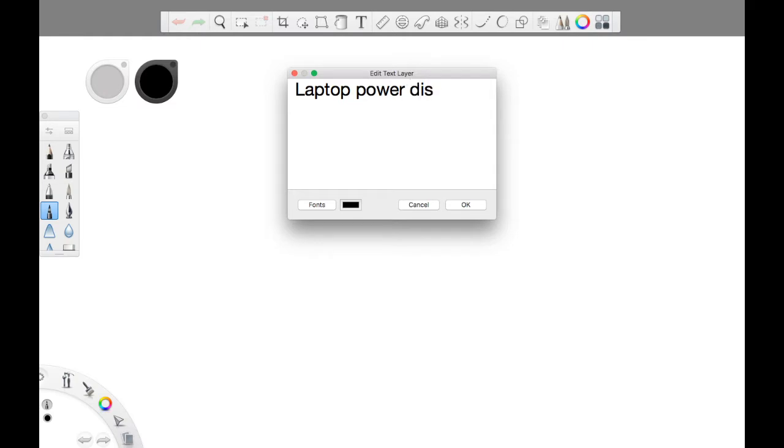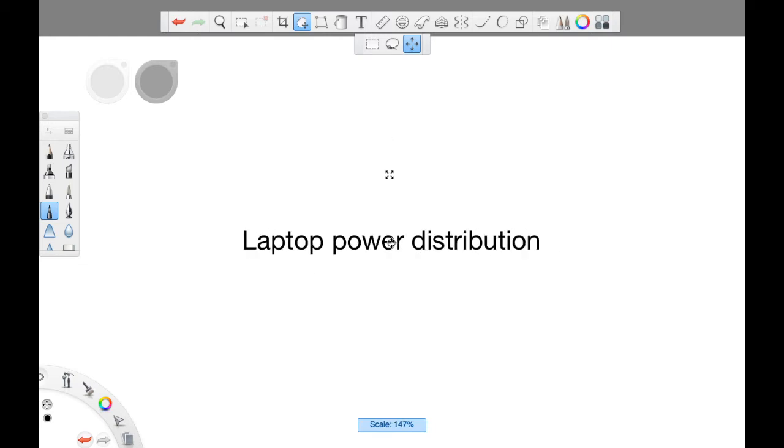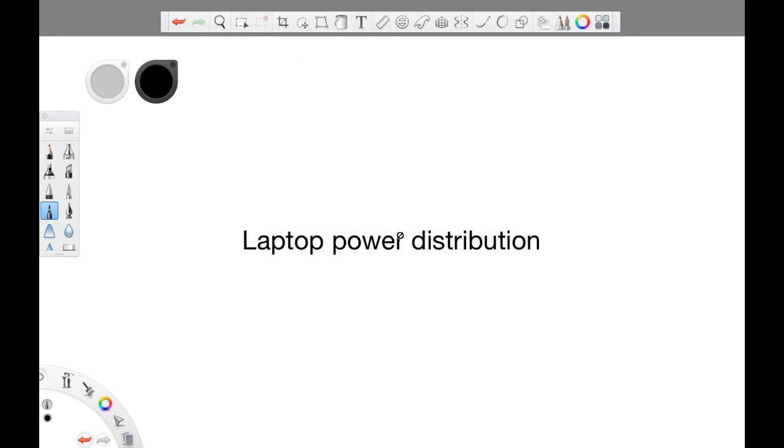Laptop power distribution. Okay, this is coming from the charger. Laptop power distribution is coming from the charger, which is 19 volts. I want to show you how this 19 volts is distributed all over the motherboard.